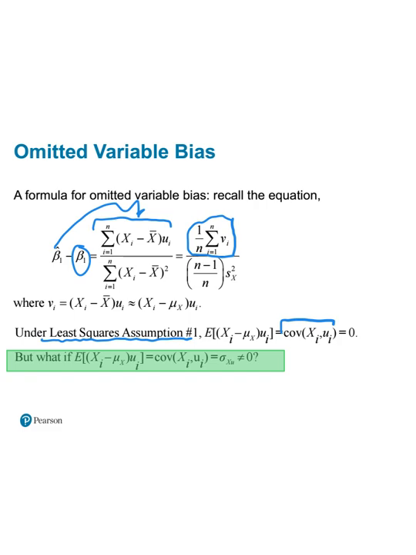We said the expected value of ui given x was equal to 0. We were saying there was no omitted variable bias. There was no correlation between any variables that were in the error term and the regressor that we were controlling for. Now, what if, unfortunately, it's actually not equal to 0? What if there is some type of correlation between these two variables? So here, we're going to have some covariance between the two, and it's not equal to 0.